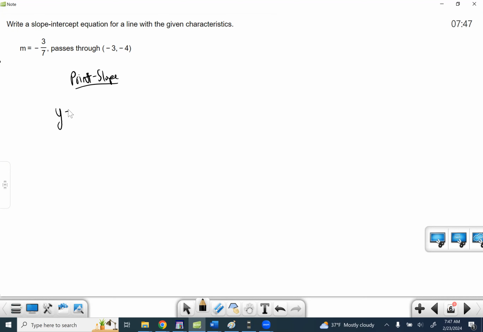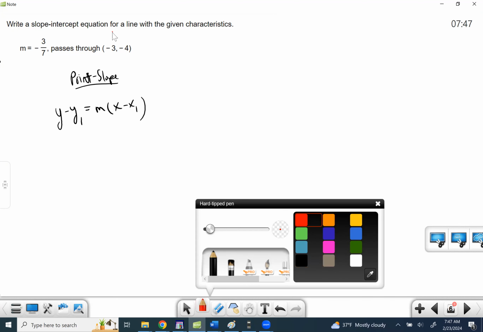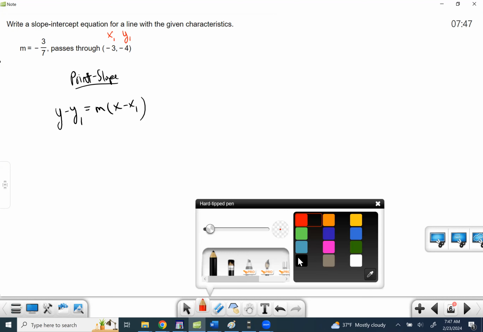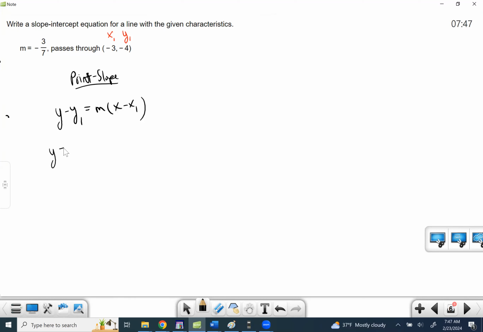So it's y minus y1 equals m parentheses x minus x1. So the point that they give you isn't x and y, it's going to be x1, y1. So it's important to know where you're going to substitute that in. So then we have y minus a negative 4, right? So minus a negative, that's going to become a plus. Then we'll put our m in here. And then x minus negative 3. So again, it's minus a negative, so it's going to become plus.